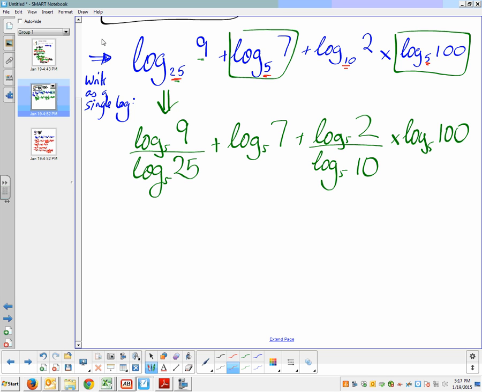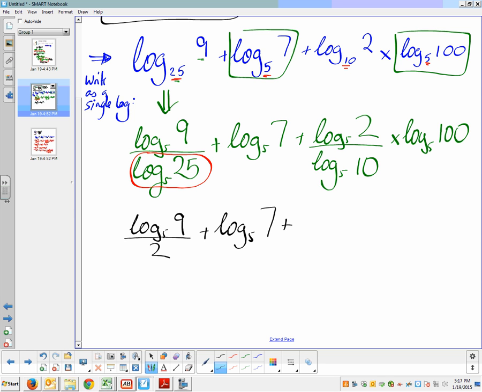So, first thing you might notice is that we can evaluate log base 5 of 25. What power of 5 gives you 25? Well, that's 2. So this is going to become log base 5 of 9 over 2, or a half of log base 5 of 9. This one, there's not much I can do with that. Log base 5 of 7.